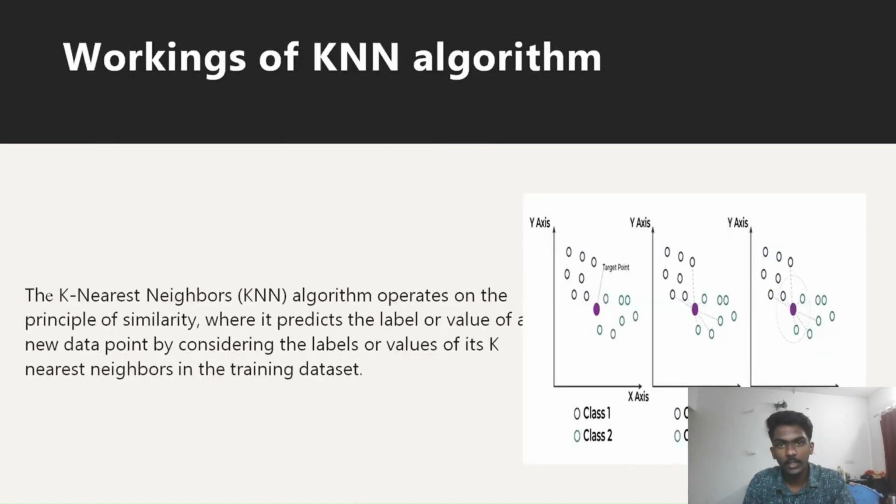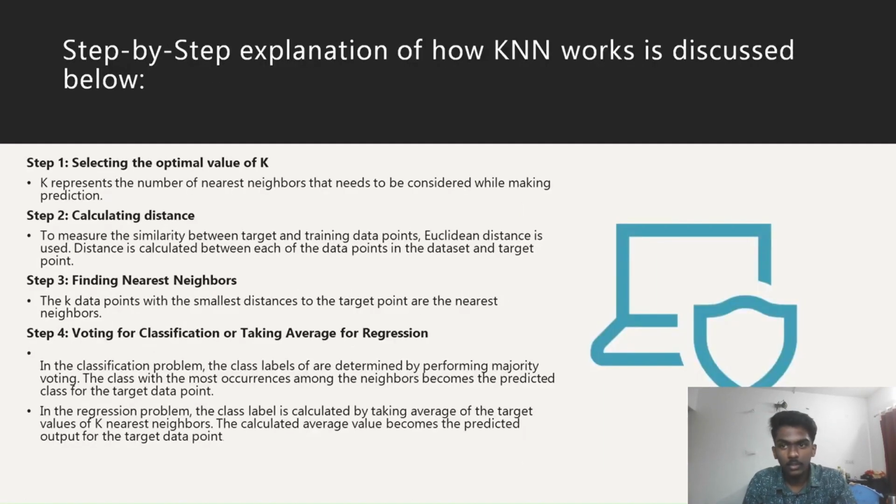Working of the KNN algorithm. The KNN algorithm operates on the principle of similarity, where it predicts the label or value of new data by considering the labels or values of its k nearest neighbors in the training data set. Step by step explanation of how KNN works. Step 1. Selecting the optimal value of k. Here, k represents the number of nearest neighbors that need to be considered while making a prediction.